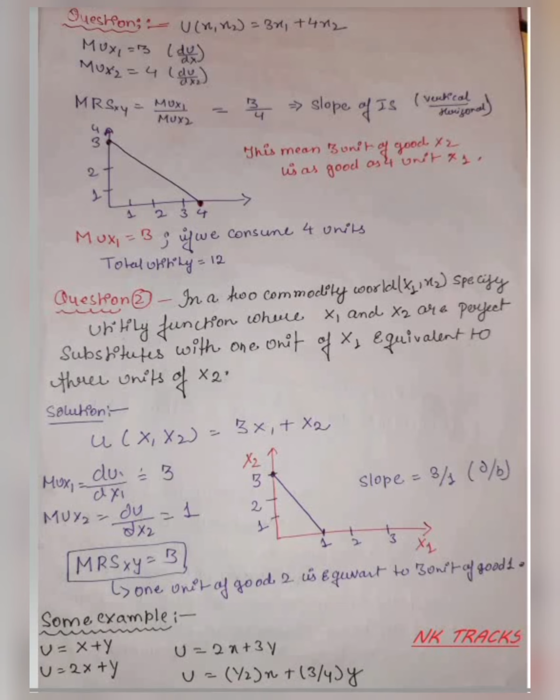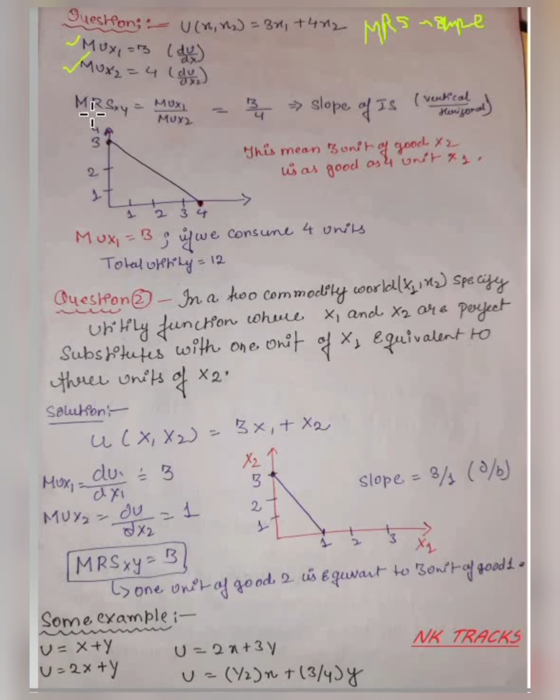So let's see a question. Here we have given a utility function of x1 and x2, that is 3x1 and 4x2. What we have to calculate here is MRS, the marginal rate of substitution of x and y. Let's see how we do that. In order to get the slope of IC, the first step is that we will differentiate with respect to x and y. So what is the value of MUx1? It's 3. And what is the value of MUx2? It's 4. We'll simply differentiate this term.